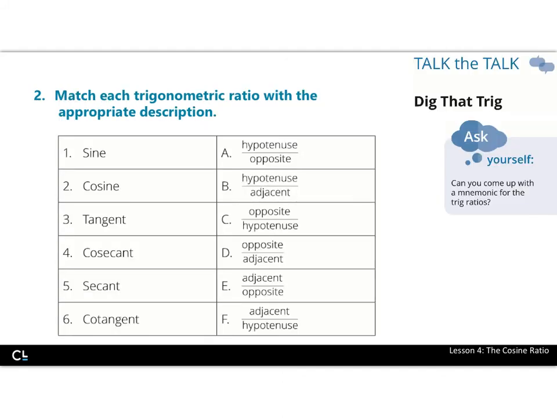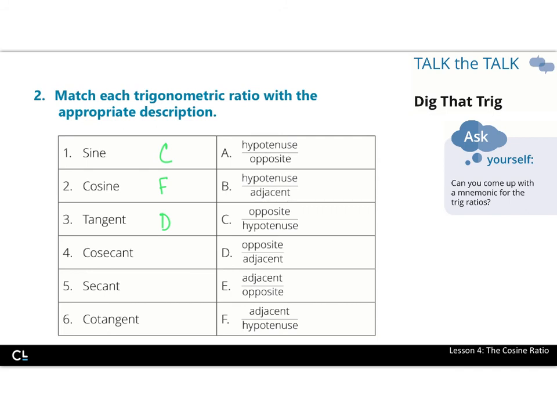Okay, last one here, matching these up now that we have seen all of the different trig ratios, making sure we know all the different things and can match each one here. So our sine, okay, that is the opposite over the hypotenuse, so that is going to be C. The cosine is the adjacent over the hypotenuse, so that is going to be F. And the tangent is the opposite over the adjacent, so that will be D.